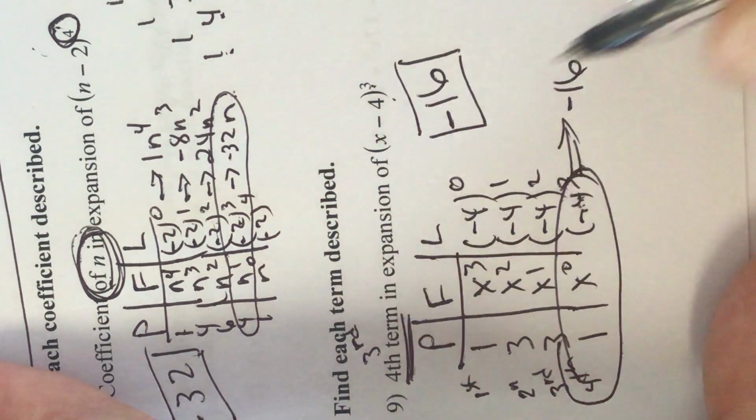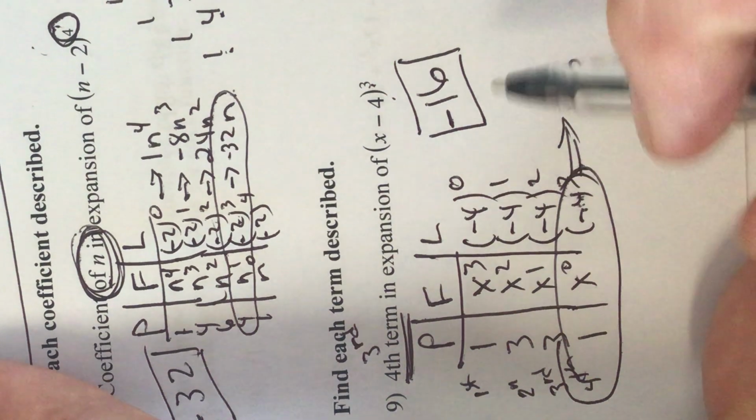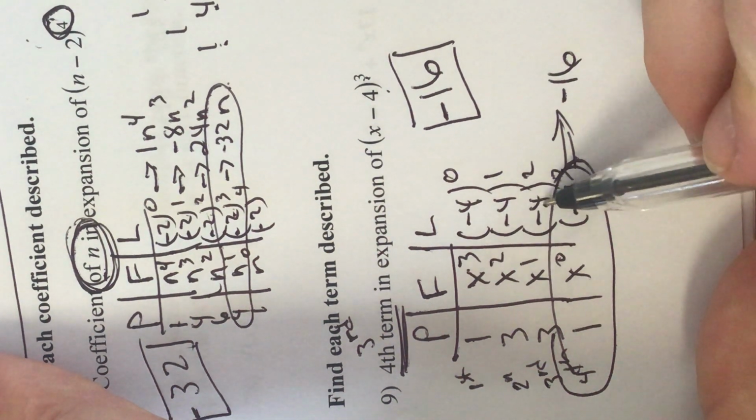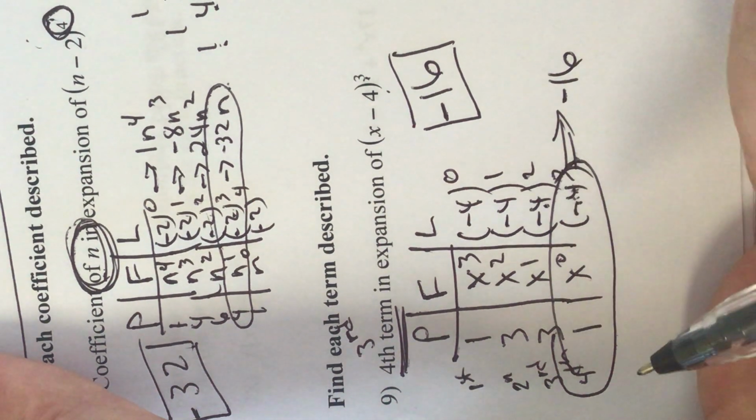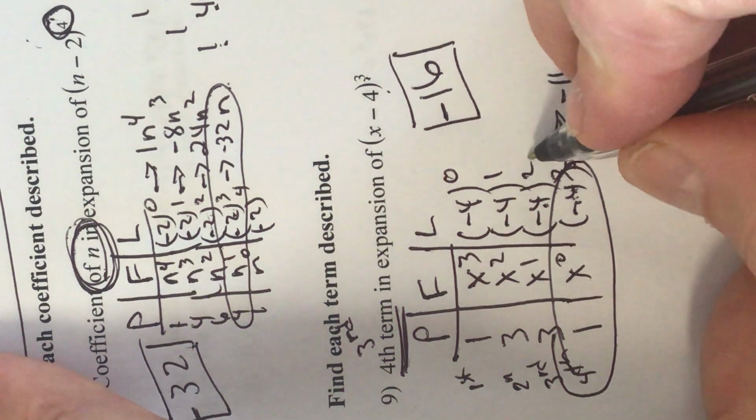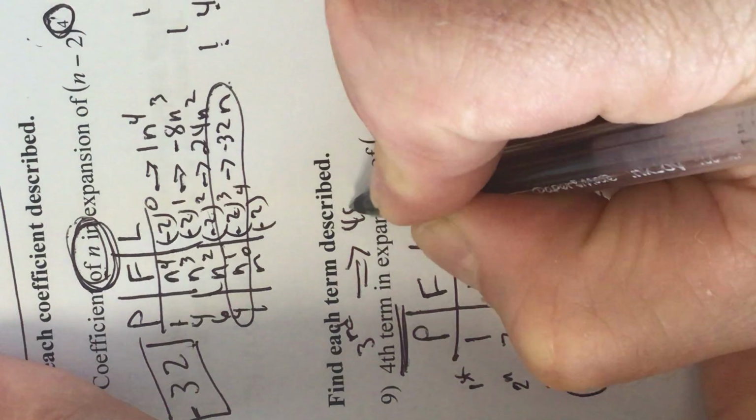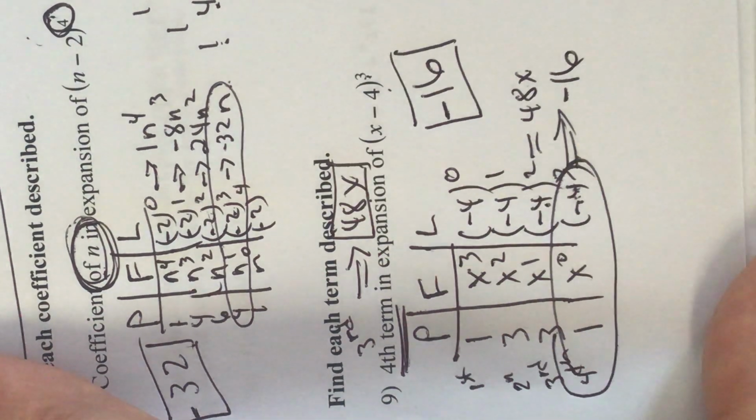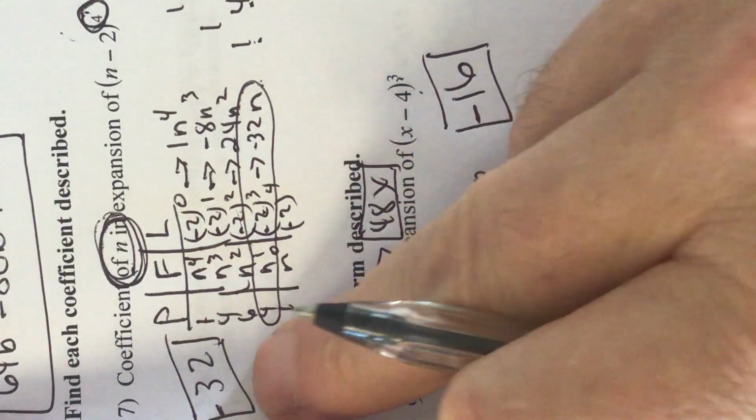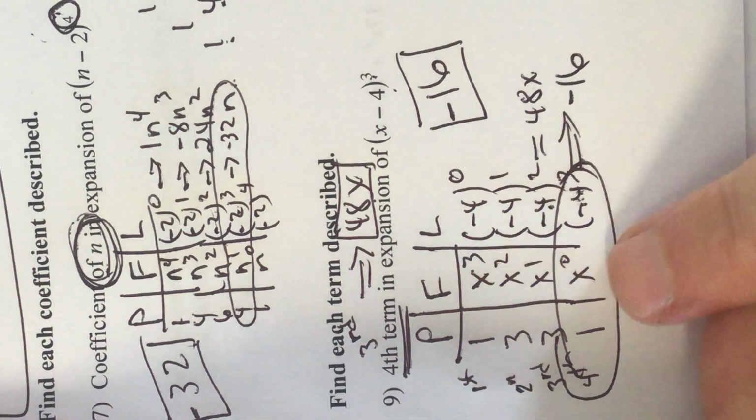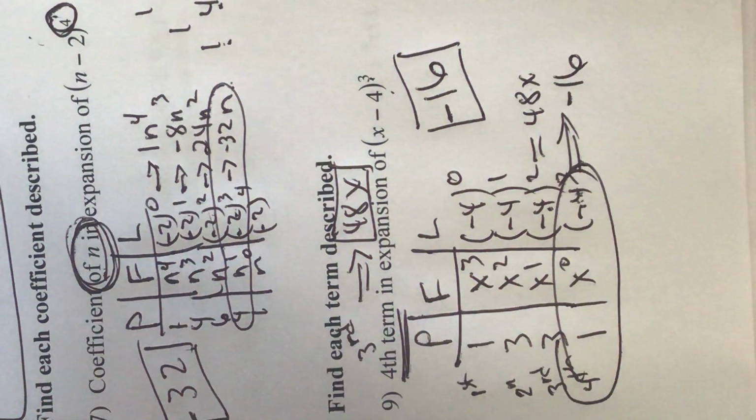Now, if they would have wanted the third term, term means the whole thing. So the third term, negative 4 times negative 4, that's 16 times 3 is 48. So this would be 48x. So the third term is 48x. So the term is the whole thing. The coefficient is just the number. But it was just a number here because the term went away.